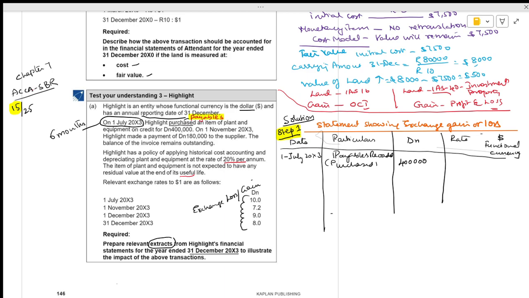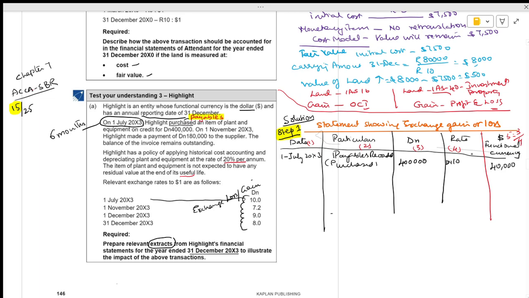What is the rate here? They have mentioned the rate. Is it right? On July it is how much? 10 DN. Rate is how much? 10. Okay. 10 DN. You have to write. Okay. That's very important. This is column 1. This is column 2. This is column 3. This is column 4. And this is column 5. Column 5 equals 3 divided by 4. Okay. Column 3 divided by column 4. How much is there? 400,000 divided by 10. It comes to how much? $40,000. Okay. $40,000.